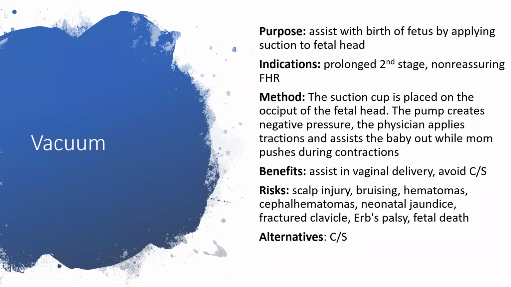We have some risks with this. We have scalp injury, maybe bruising from the suction, a hematoma, cephalohematoma, which is a collection of blood on the head. Neonatal jaundice, this is later stuff, but cephalohematoma is usually always a risk of neonatal jaundice because all that blood will break down. That's where we get jaundice from. Maybe a fractured clavicle. Maybe the shoulder wasn't in a position that we want it to be in, and we just pulled them out, and that broke their clavicle. Erb's palsy, maybe even fetal death. An alternative to this would be C-section, and that's where we're going next.